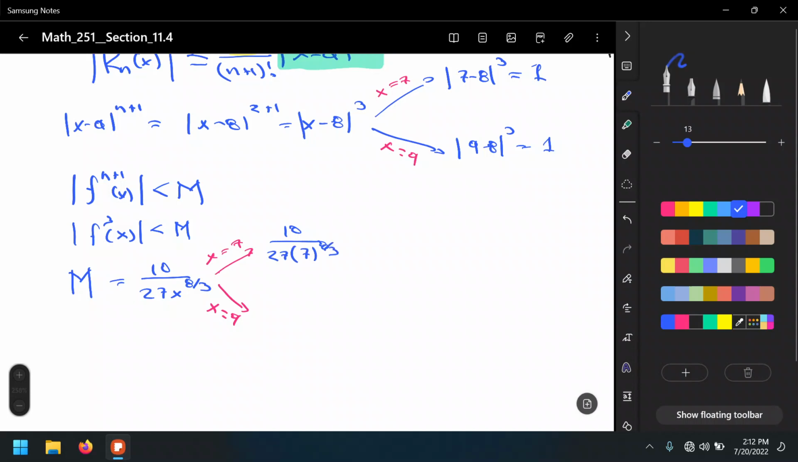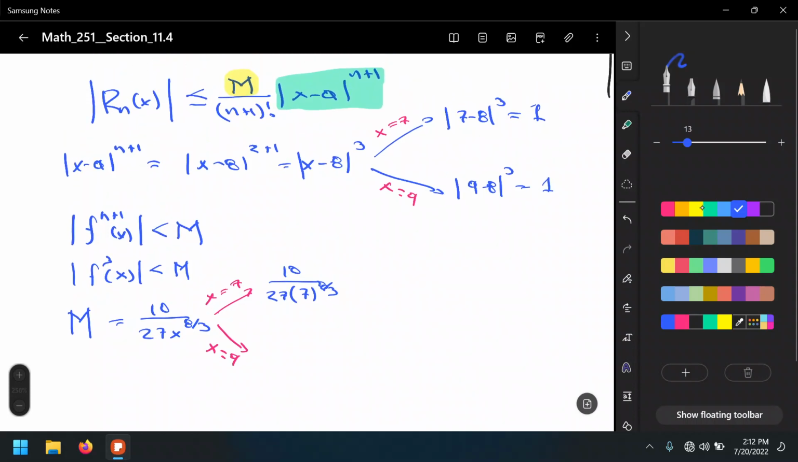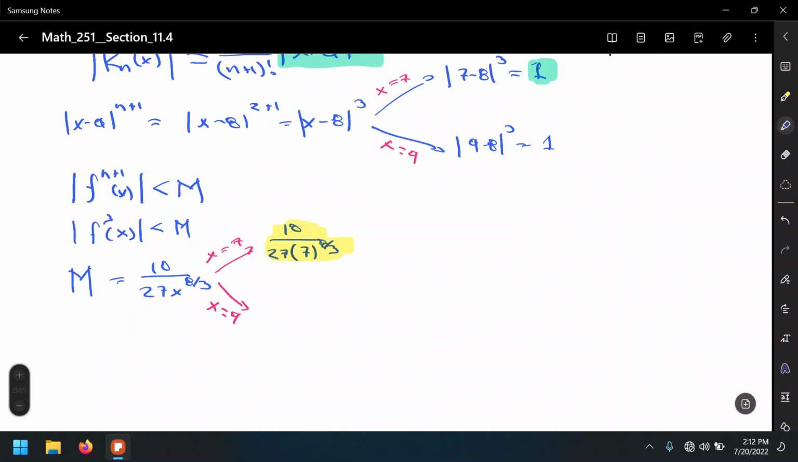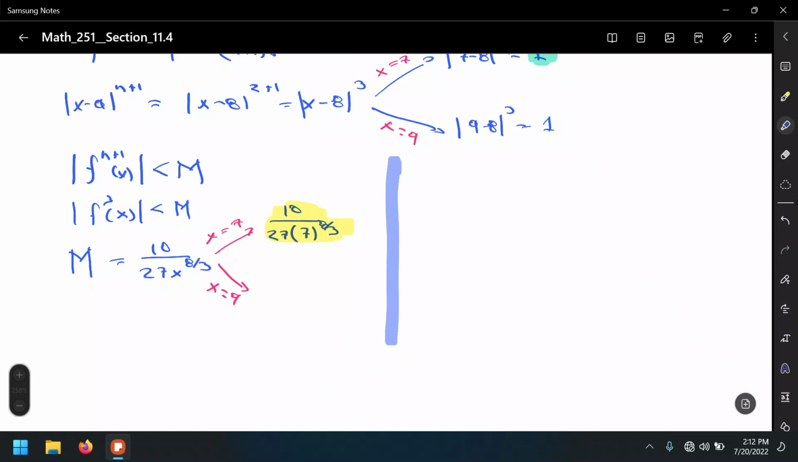Now that we have this, I'm not going to compute it yet. I'm going to highlight instead. This will correspond to that value over here, and this will correspond to that value highlighted over here. I'm going to go back to the setup of the inequality right here, R sub n.